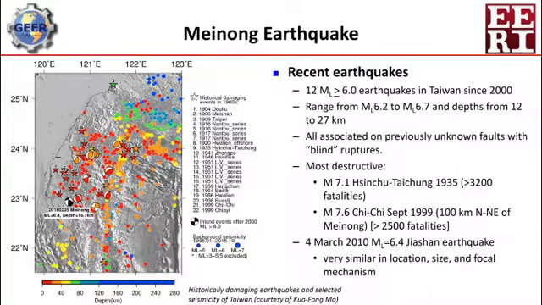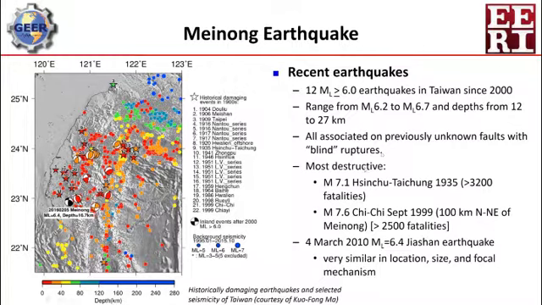Some of the historic earthquakes that are notable, since the year 2000, we've had about 12 magnitude 6.0 or greater earthquakes within Taiwan. These have been ranging from relatively shallow to moderate, 12 to 27 kilometers. All of these earthquakes since 2000 have occurred on previously unknown blind faults.